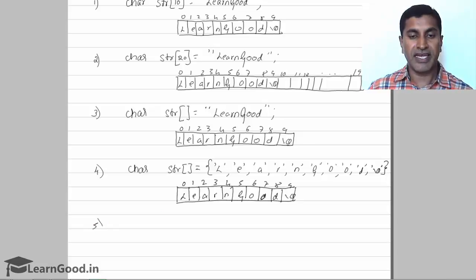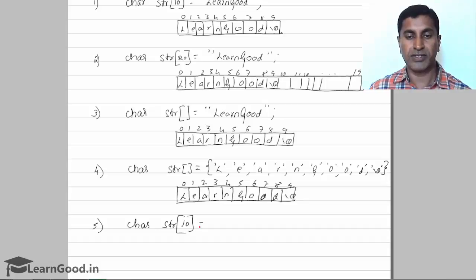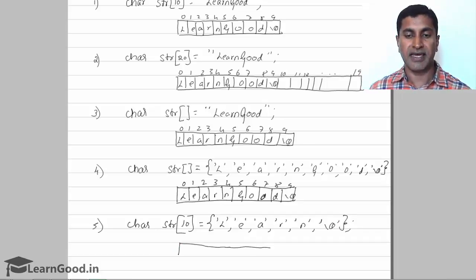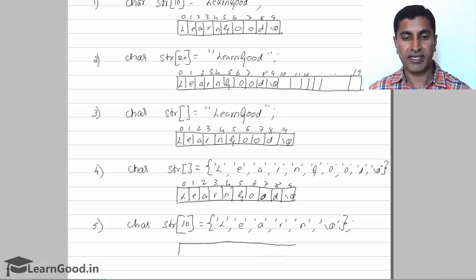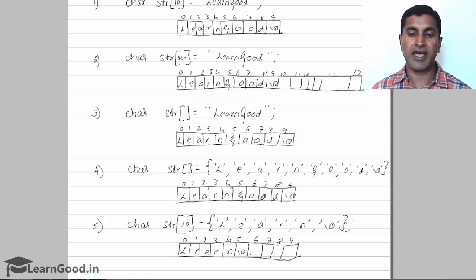There's another way. Here I didn't mention the size of the array. If you want, you can specify the size of the array by giving here str of 10 is equal to, within curly braces, 'L', 'E', 'A', 'R', 'N'. You have to assign that \0. So in this case, it is going to create a 10 elements character array. Index number will be from 0 to 9, and it stores the data like this: LEARN, and at the end you have \0, and the other locations will be unused locations. So these are the 5 ways of assigning a string.